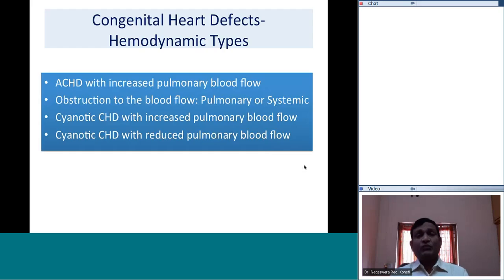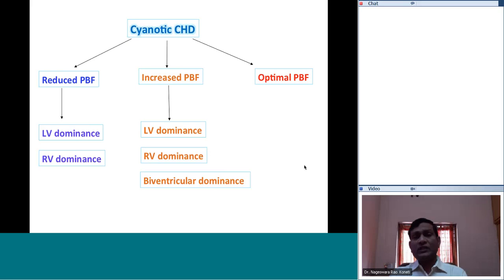If you look at the various congenital heart diseases, you have to divide them into hemodynamic subtypes. The hemodynamic subtypes are acyanotic congenital heart disease with increased pulmonary blood flow, either pre-tricuspid or post-tricuspid. The classical example of post-tricuspid is a ventricular septal defect. Similarly, obstruction to the blood flow, either pulmonary or systemic, or cyanotic congenital heart disease with increased pulmonary blood flow, or cyanotic congenital heart disease with reduced pulmonary blood flow. I hope you are seeing this slide, a hemodynamic classification and a clinical correlation. Cyanotic congenital heart disease can be hemodynamically subclassified into reduced pulmonary blood flow, increased pulmonary blood flow, and optimal pulmonary blood flow.